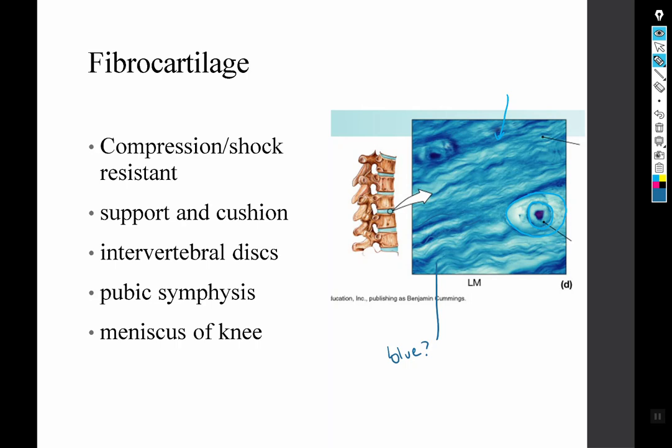So instead of staining this particular clump of fibrocartilage with hematoxylin and eosin, maybe it's stained with the azan stain, which stains things blue, or just with methylene blue, which is a blue dye. But regardless, the dye is blue, so stuff will show up blue.